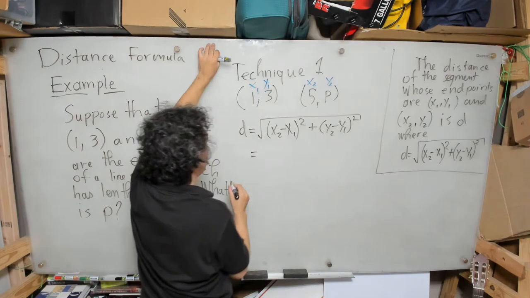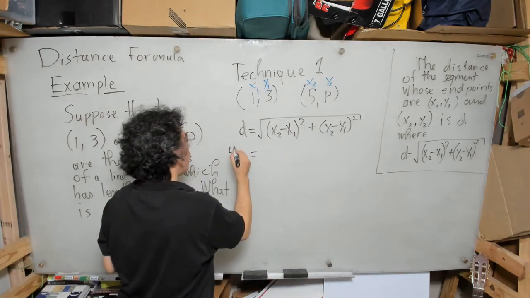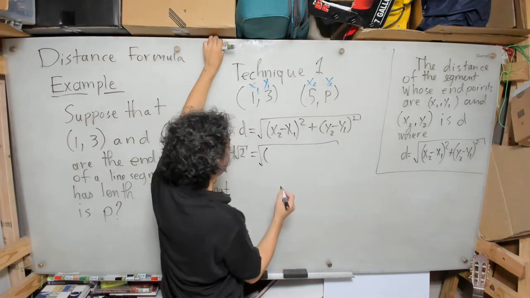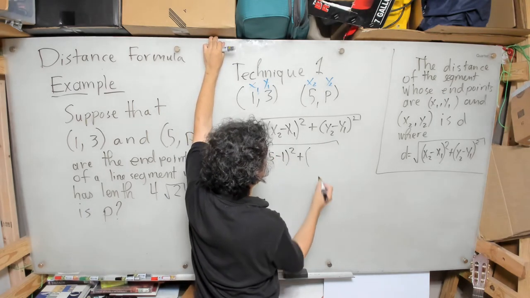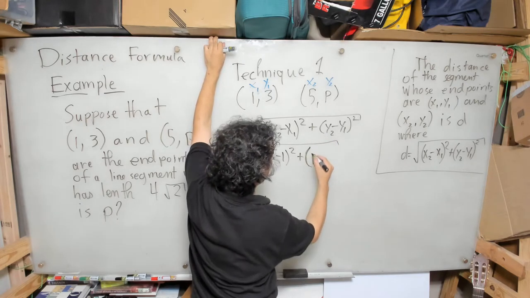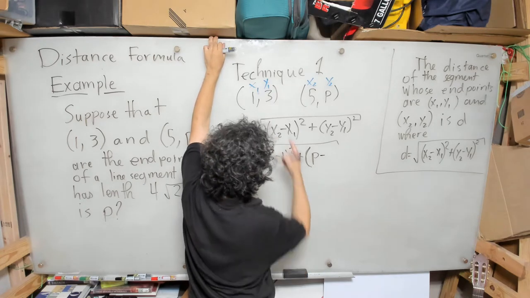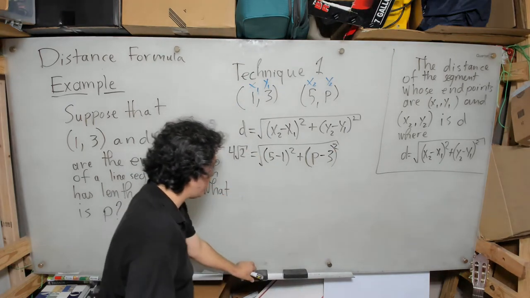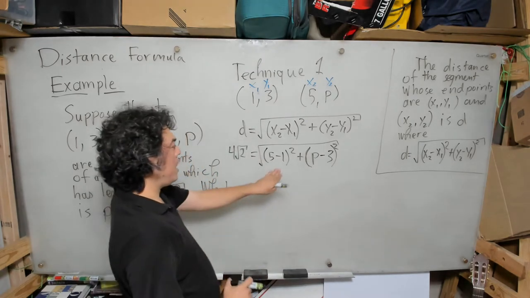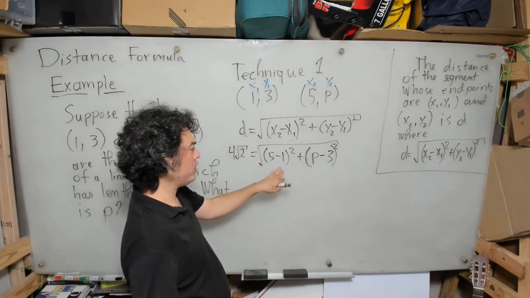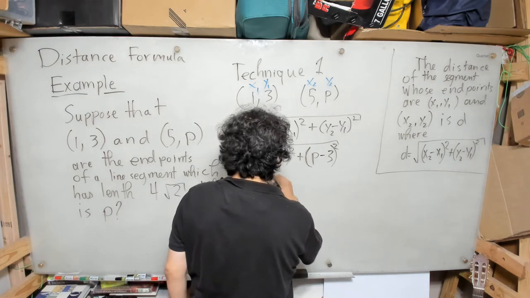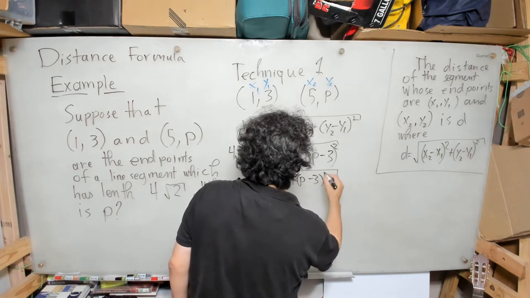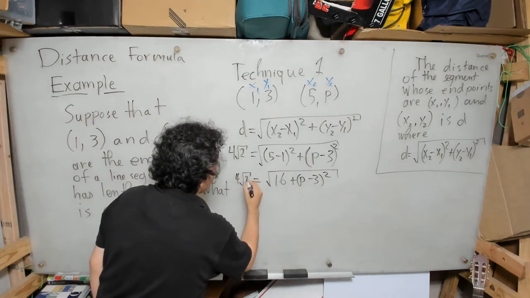Then we know that our d in our case is 4 square root of 2 because they tell us that. So 4 square root of 2 is equal to the square root of (x2 minus x1), so (5 minus 1) squared plus (y2 minus y1). y2 is p. We don't know what p is, but we're going to find out. Minus y1, which is the 3, squared. Now, I know that 5 minus 1 squared is 4 squared, which is 16. So this is going to give us the square root of 16 plus (p minus 3) squared, and that equals 4 square root of 2.